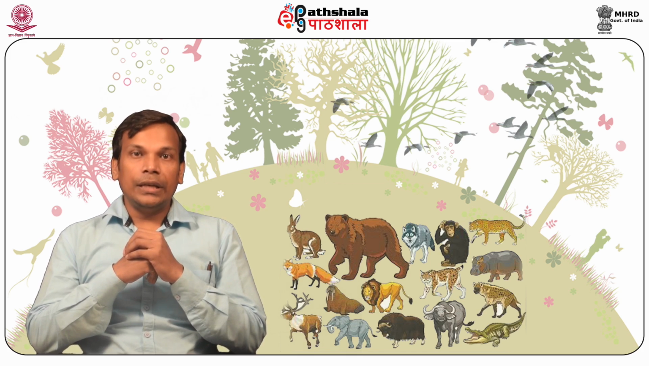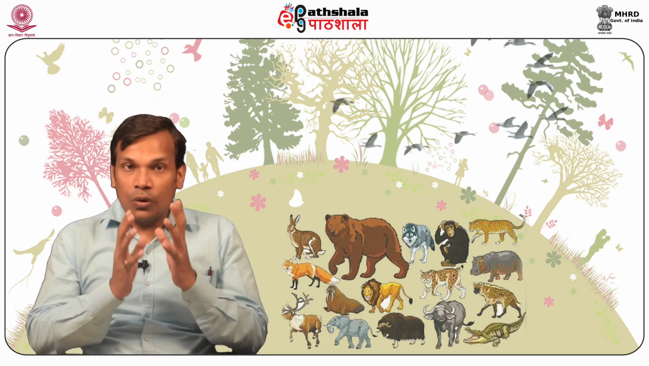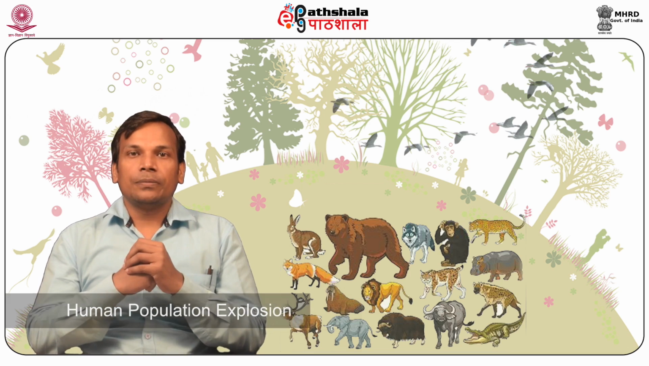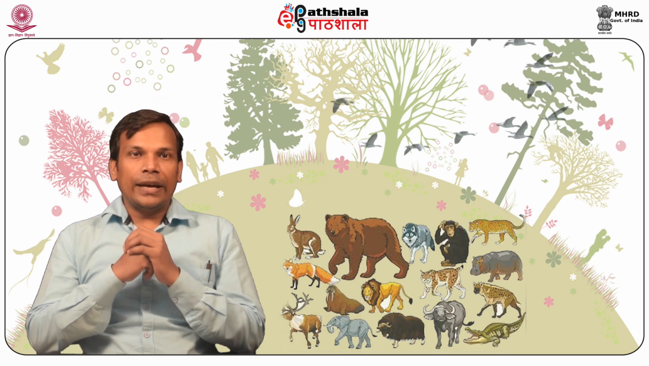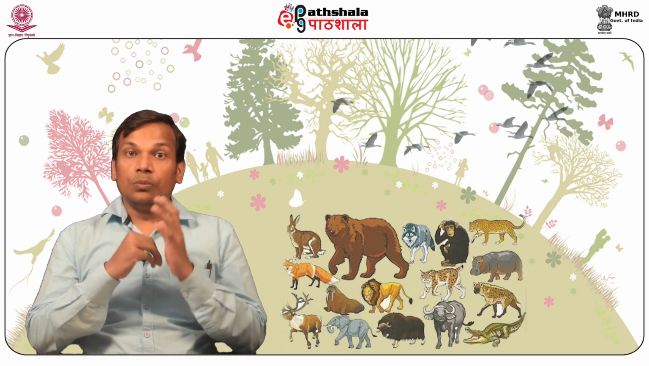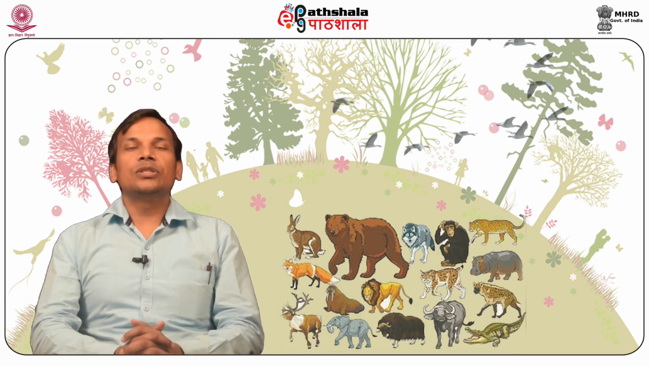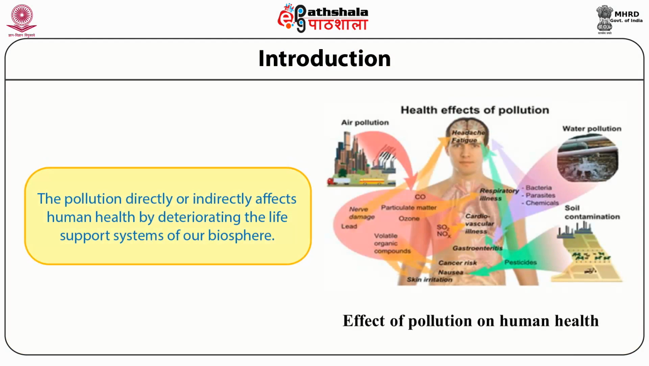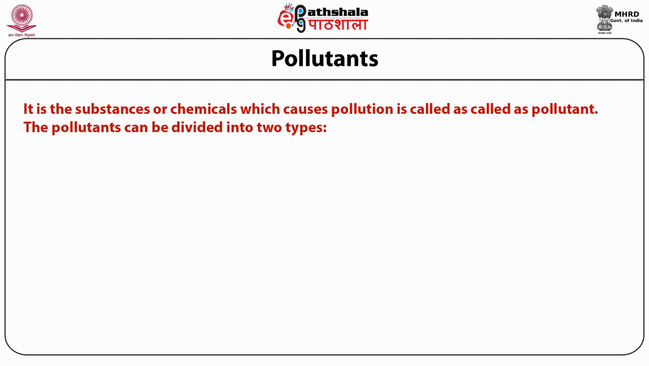According to Southwick in 1976, the problem of pollution arises because of human population explosion. The higher population leads to utilization of excessive energy, produces more waste, more sewage and exploited natural resources. The pollution directly or indirectly affects human health by deteriorating the life supporting system of our biosphere. A substance or chemical which causes the pollution is called a pollutant.